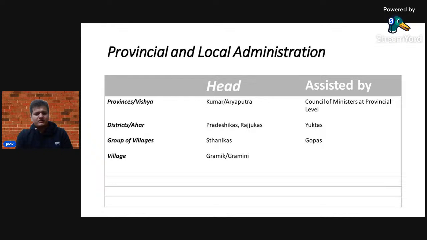Now we come to the lowest unit, the smallest unit in the local administration, which is called the village or the gram. And like today we have the gram panchayat, at that time we had the gramik or the gramini.